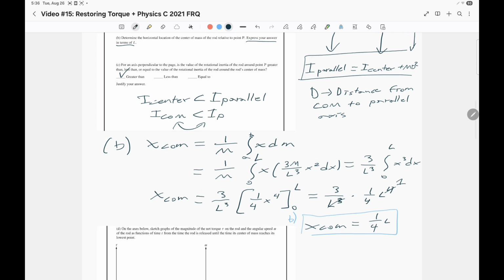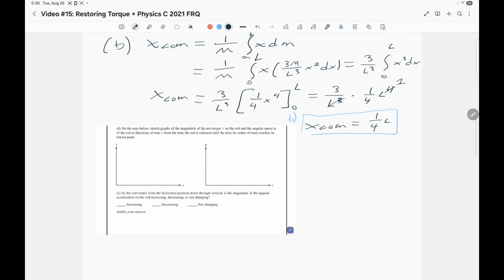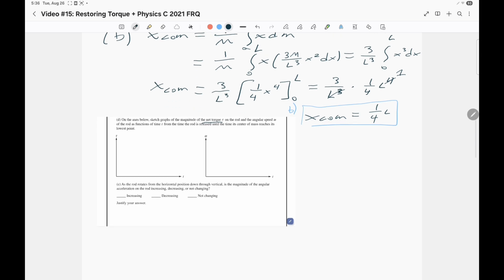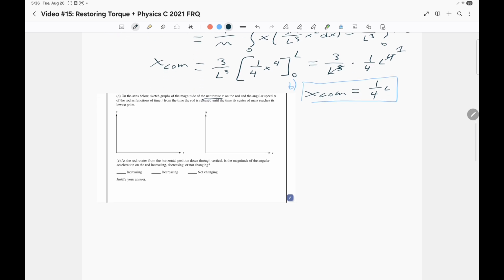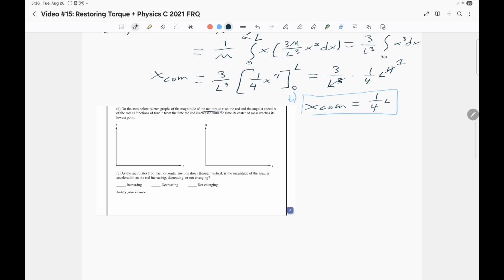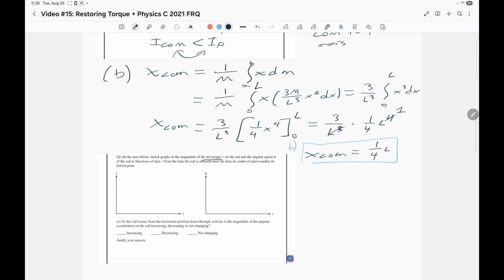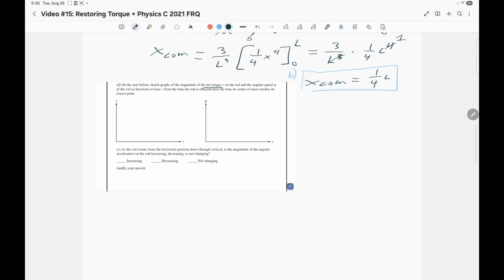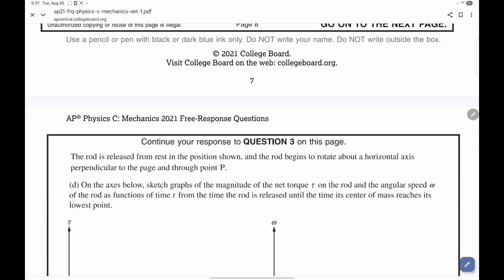Let's move on. On to part (c), sketch graphs of the magnitude of the net torque on the rod. Okay. I think I did not include a part of the question here. So what's going on here, if I remember correctly? Oops. Let me take a picture. I'll be right back. I forgot to take a picture of part of the question. That's very important. I'll be right back. Okay, so I paused the video. I almost forgot how to do that, but this is what we're doing here.